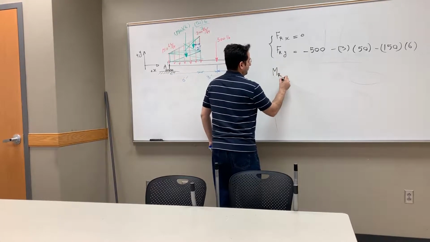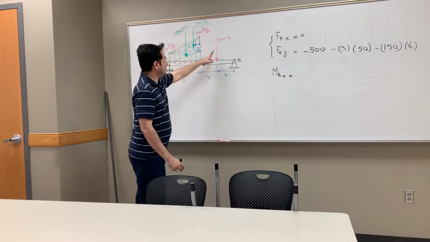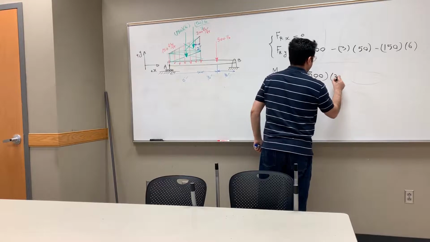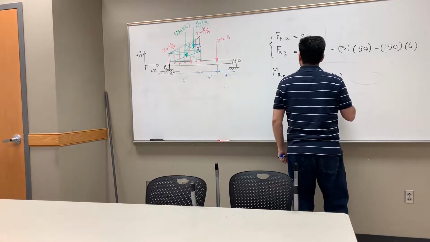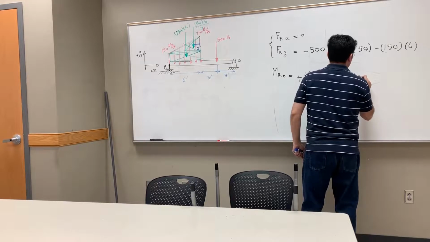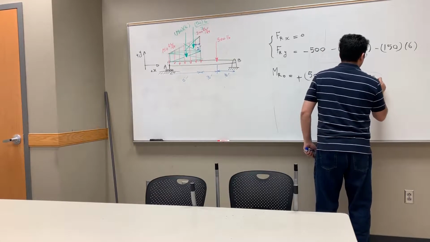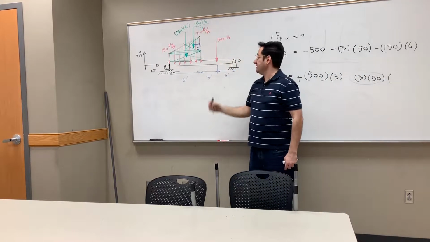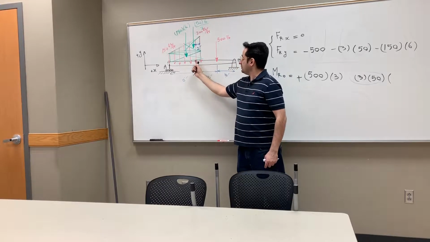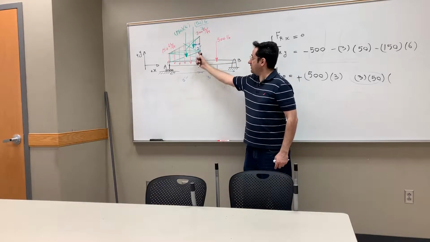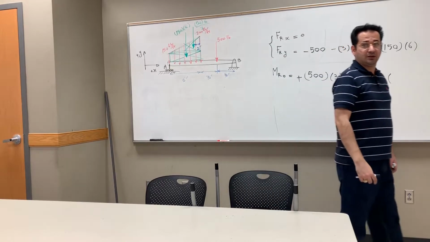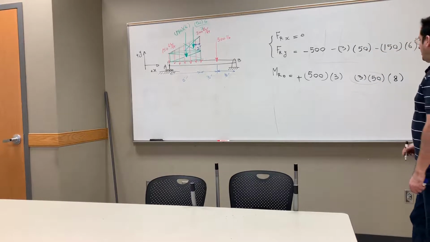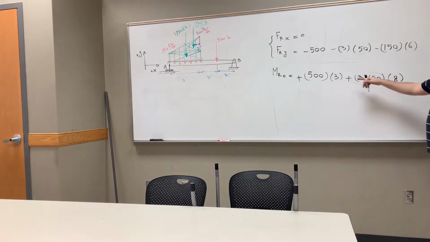Now resultant moment at O. So with this, 500 times 3. Positive or negative? Positive. Go to the next one. 3 times 50 times the distance from here to here. So up to here is 6 plus 2, 8, right? Positive or negative? Positive. So you put the sign positive here.